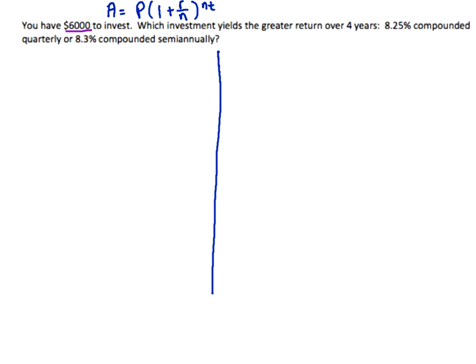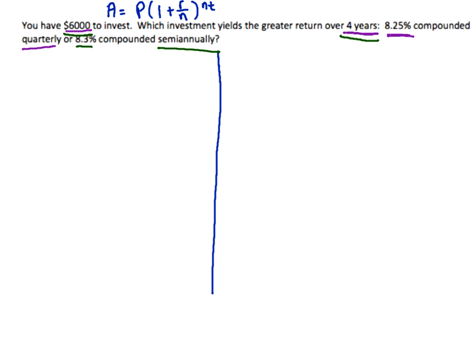Both of these investments are going to be over 4 years. We have one that is at 8.25%, and it's compounded quarterly. And then, let me get a different color. I'll do the other one in green. So the other one, we still have the same $6,000. It's still going to be over 4 years, but it's going to be 8.3% compounded semi-annually, so twice a year.